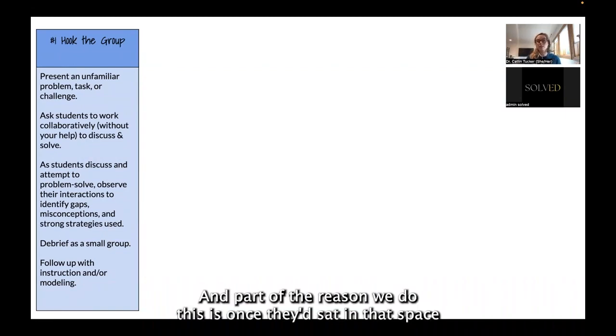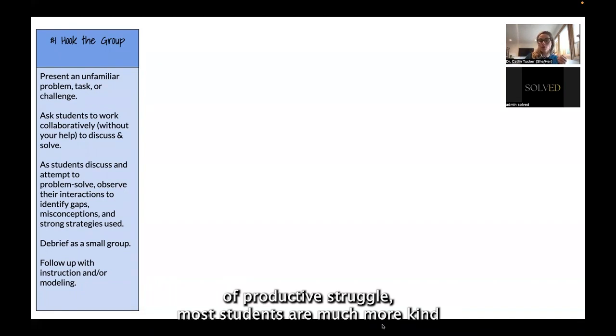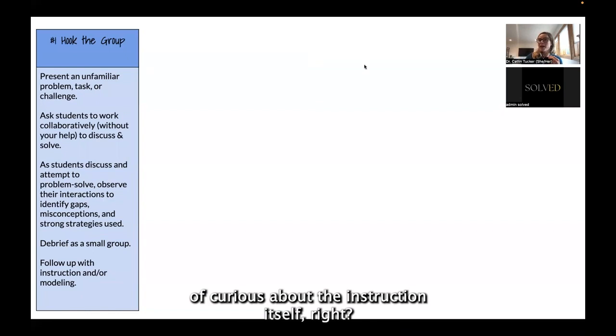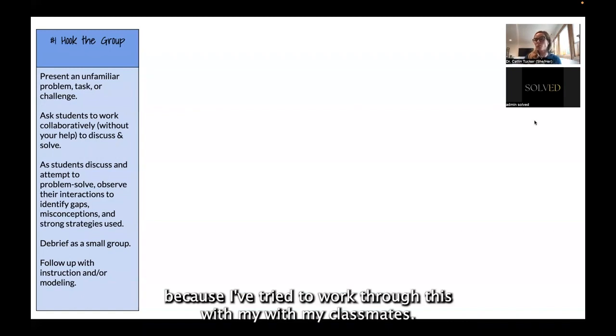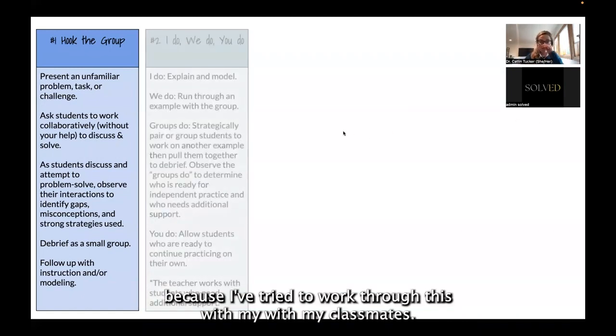And part of the reason we do this is once they've sat in that space of productive struggle, most students are much more curious about the instruction itself, right? They're like, well, now I'm curious. I want to know the answer because I've tried to work through this with my classmates.